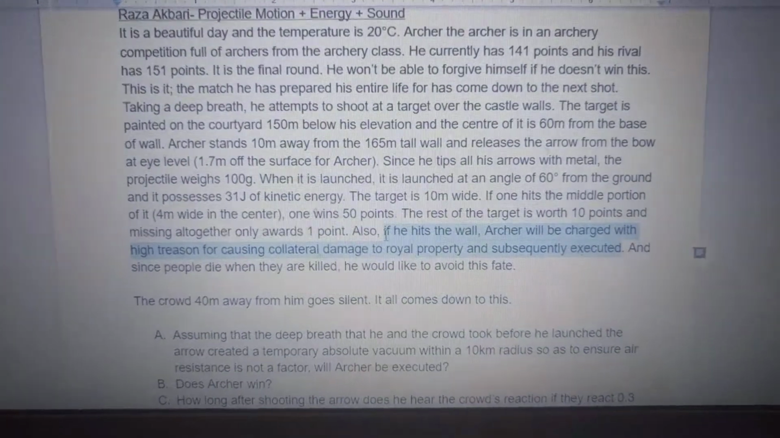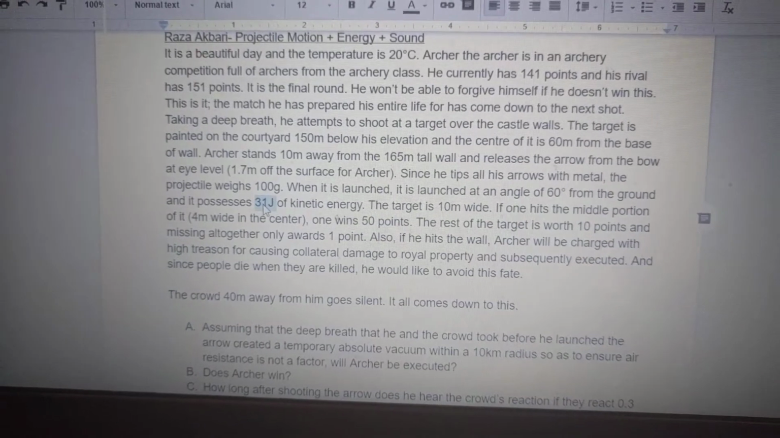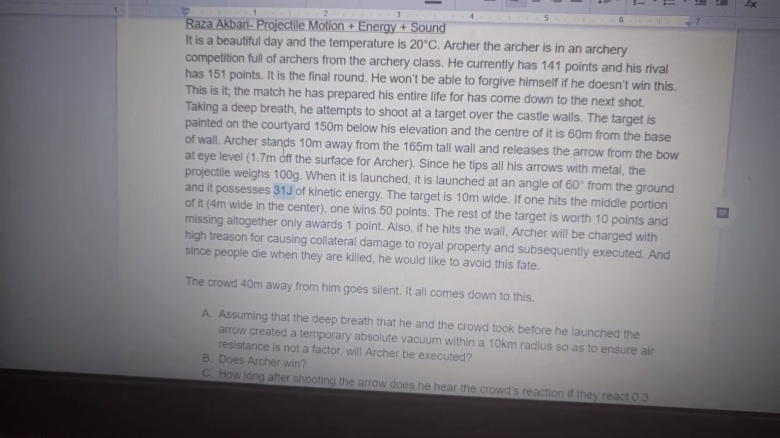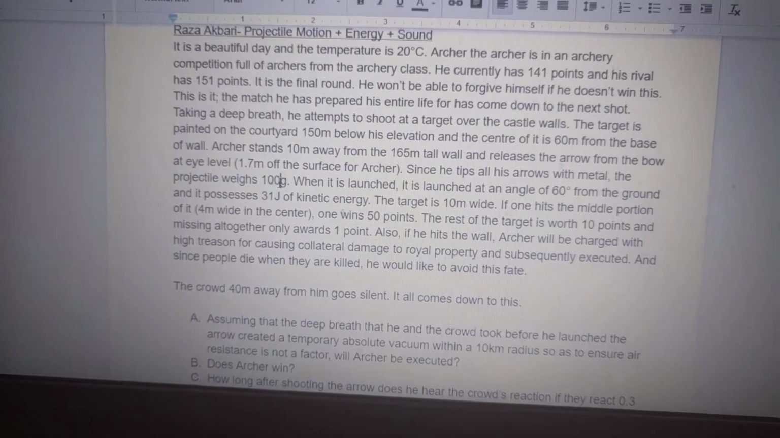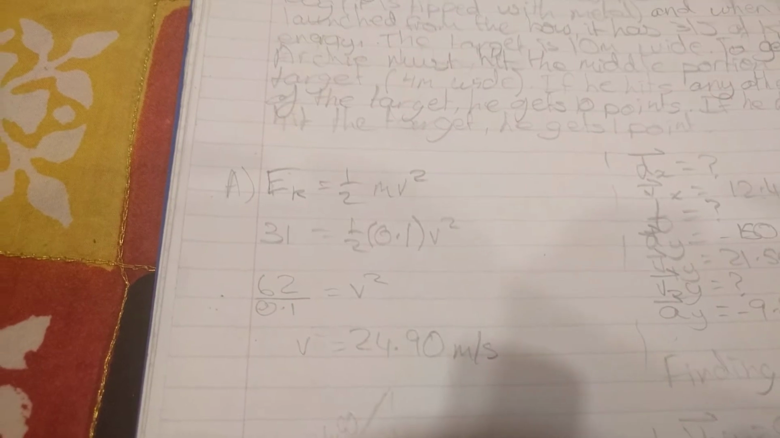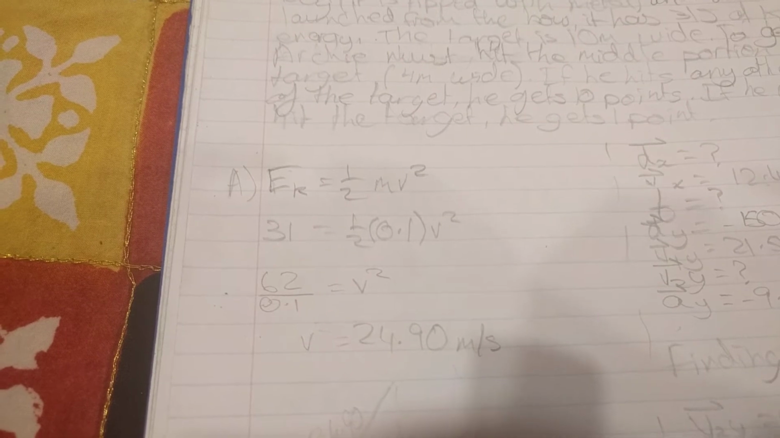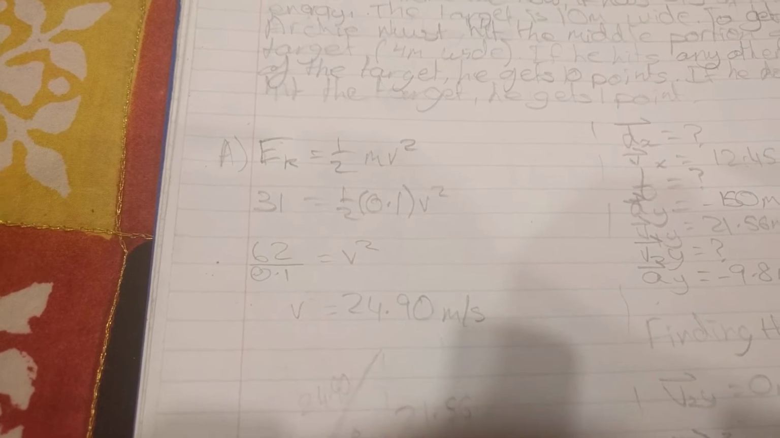And although it never gives you initial velocity in the question itself, it gives you two important pieces of information that you can use to calculate the initial velocity. One is the amount of kinetic energy that the arrow had, 31 joules, and the other one is the mass of the arrow itself, which is 100 grams. Now you can use that information to get velocity because there's this formula from the energy unit: kinetic energy equals 1/2 multiplied by the mass multiplied by velocity squared. So if you just substitute all that information in, you should be able to work out for velocity. And according to my calculations, velocity is 24.90 meters per second.